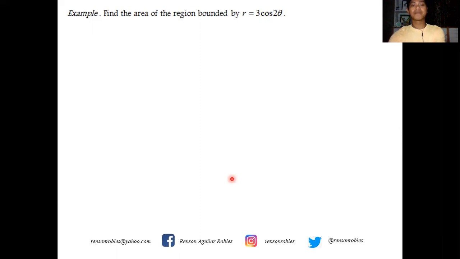Okay, let's have an example. We wish to find the area of the region bounded by r equals 3 cosine 2 theta. If you are following my lecture series, you can recall that I have already featured this r equals 3 cosine 2 theta, and we enumerated some steps to trace the polar curve. Check out the description box below for the link of that video.